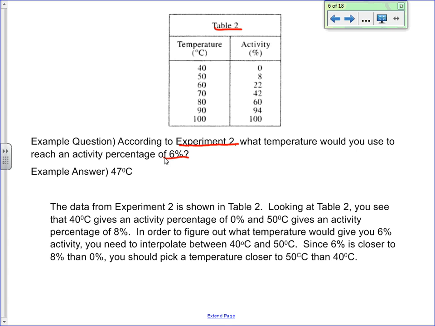Excellent. In between 40 and 50 degrees Celsius, because you see 6%, here's our percent units, that would fall somewhere between 0 and 8 would be 6, which means if it's between here, it's also got to be between these two. So it'd be somewhere between 40 and 50, probably closer to 50 than to 40. So that's why the estimation there is about 47 degrees Celsius.